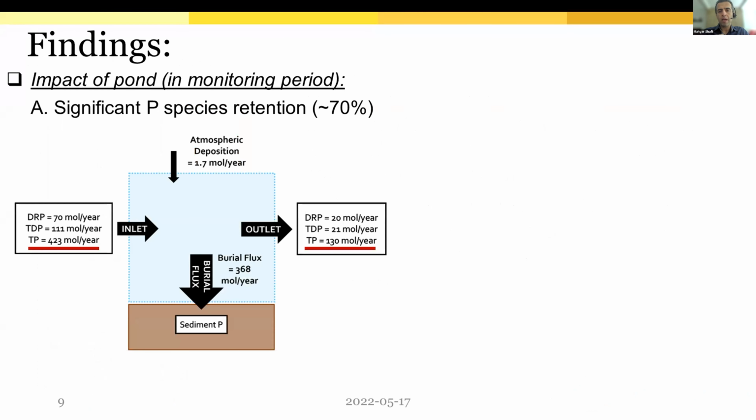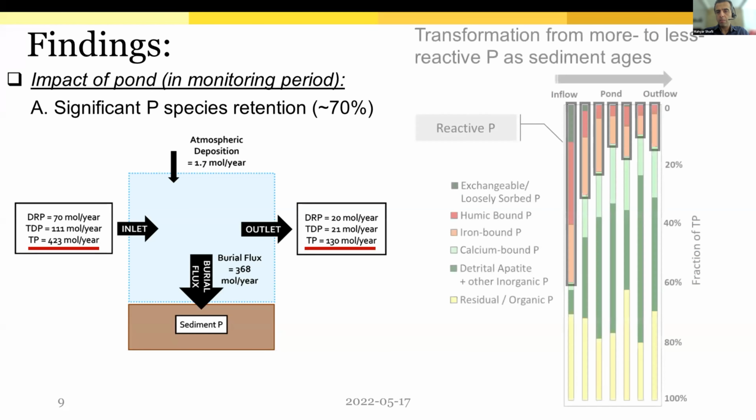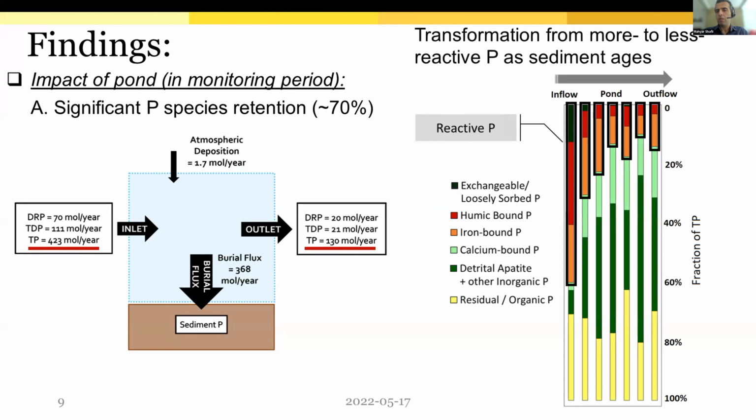Looking at the pond, our mass balance analysis showed high retention of phosphorus species. Around 70% of TP and DRP were retained, which is great. We also looked at the sediment and suspended sediment in the inlet and outlet. And we noticed that as water flows through the system from inflow to the pond and to outflow, we have a smaller fraction of highly reactive phosphorus pools that are shown with the black box in this figure.